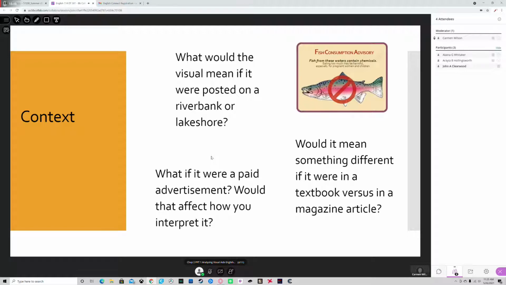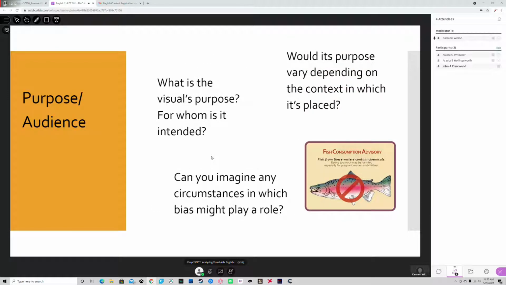Visual. What would the visual mean if it were posted on a riverbank or lakeshore? This, of course, means what we know this means not to do, prohibited. Okay? So this means prohibit, do not do that. Do not eat this fish. Must be something in the water, mercury. They talk about that sometimes.